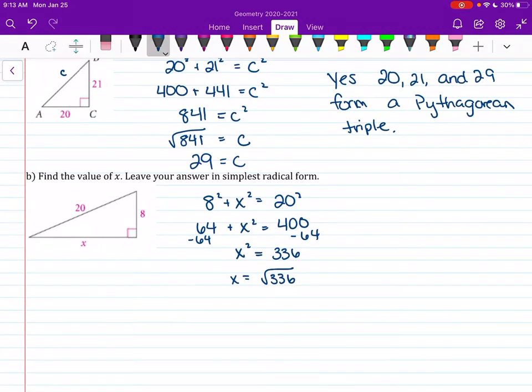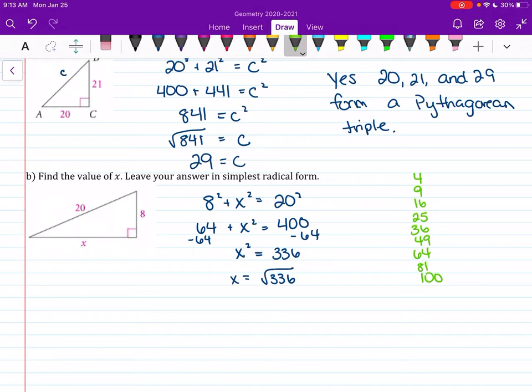So for simplest radical form, I'm going to look at my perfect square values. So remember, perfect squares are 4, 9, 16, 25, 36, 49, 64, 81, and 100. Okay, so 2 squared, 3 squared, 4 squared, 5 squared, 6 squared, 7 squared, 8 squared, 9 squared, and 10 squared, okay? And so on and so forth. I mean, they keep going.